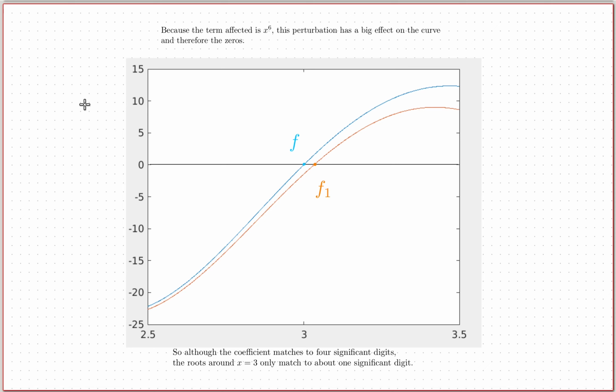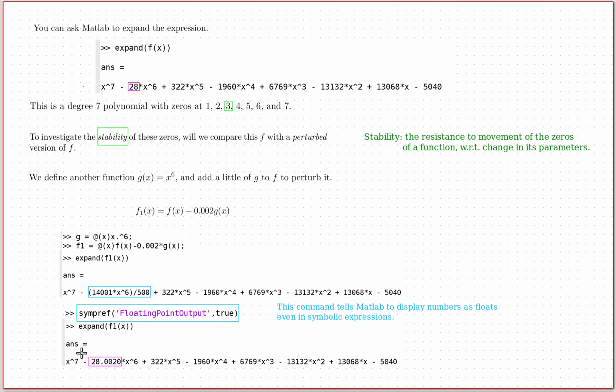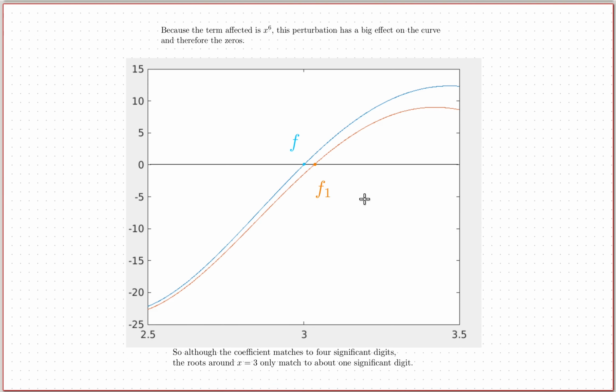The graph here shows a close-up of the area of the two curves around x equals 3. So the blue curve is the original function f that has a 0 exactly at 3. F1 seems to have a 0 a little bit to the right of that. And if you compare the difference in the coefficients to the difference in the roots, right, the difference in the coefficients was in the third decimal place, so you could say the perturbation was the same as the original function to 4 significant digits, whereas the zeros are only the same up to about one significant digit. Right?